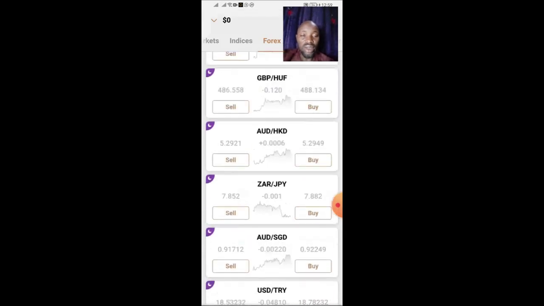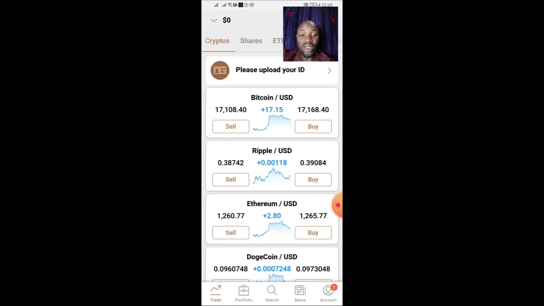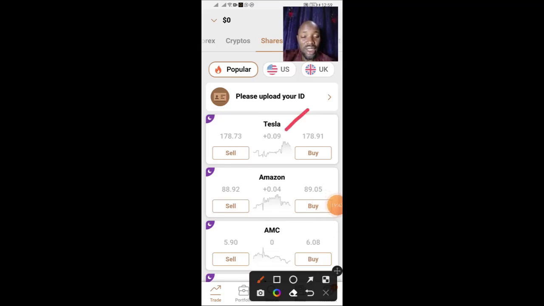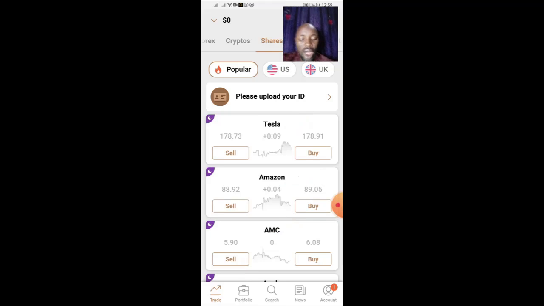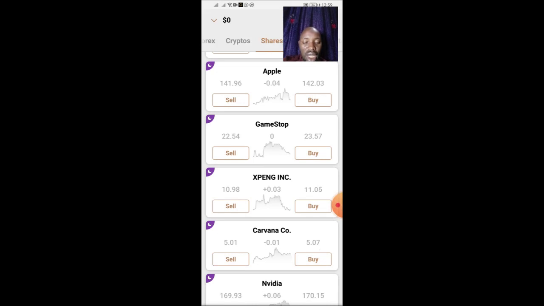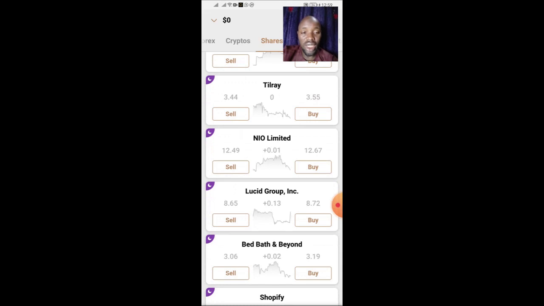Now, here are cryptos. Most cryptos are being traded all the time. Then this is shares. You see, you can also trade shares, trade other companies' shares, like Tesla. This is Tesla, and this is Amazon. This is Amazon, is it Amazon Classic or what have you. You can also trade them. This is Apple. You see GameStop, Expand, and a lot more of this current, I mean digital asset. So that is why we said trading digital asset and commodities is something one has to learn.